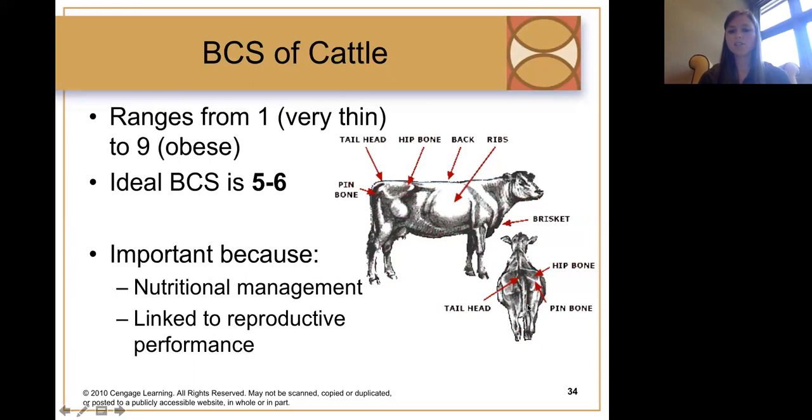So these pictures show you some of the areas that you would look at when you're going to do a body condition score. Can you see the pin bone, tailhead, hip bone, back, ribs, and things like that. So obviously on beef cows, you wouldn't really want to see their hip bone sticking out. On dairy cattle, though, you might, because body condition scoring is a little bit different. I'm sure if you've ever seen a dairy cow compared to a beef cow, they look a lot skinnier. And it's just because of the different breeds and what they're being used for.